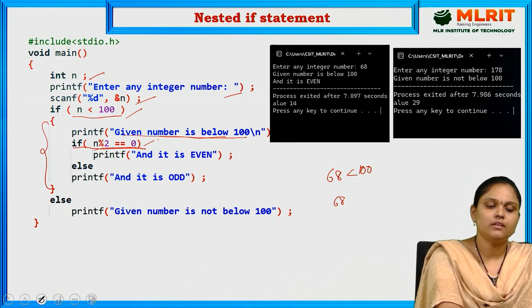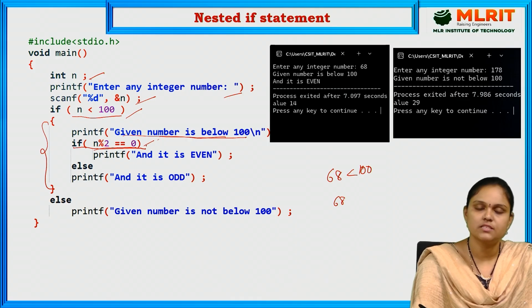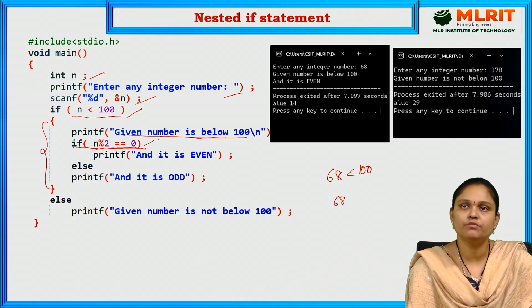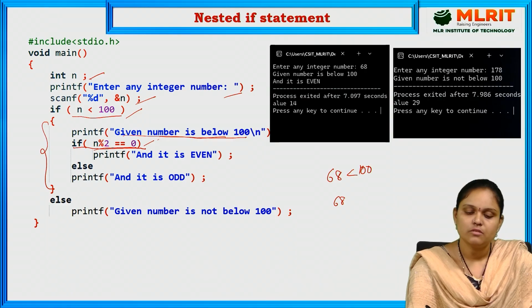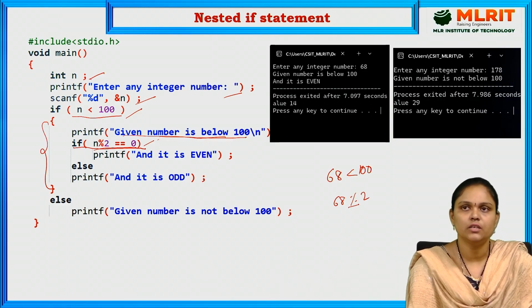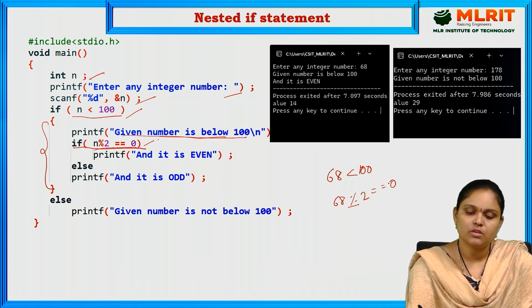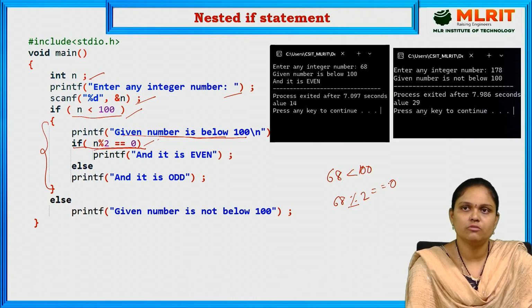In the inner if we are checking one more condition, that is, if 68 is divisible by 2. If we get the remainder as 0, then only we are telling it is an even number. So 68 modulus 2, this modulus operator is used to find the remainder. If we divide by 2, we'll get the remainder as 0. So double equals to 0. Double equals to is an operator that we use to check whether the left hand side and right hand side values are equal or not.